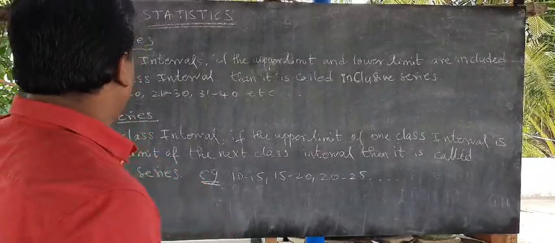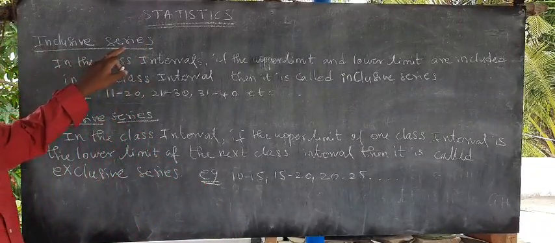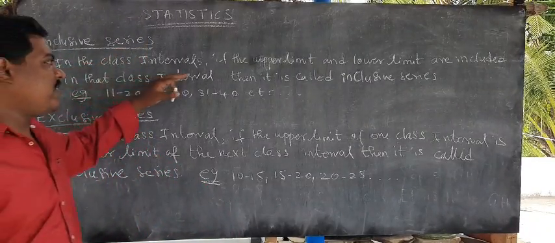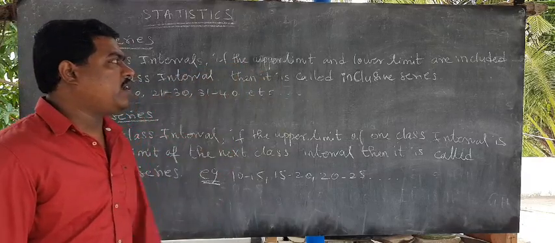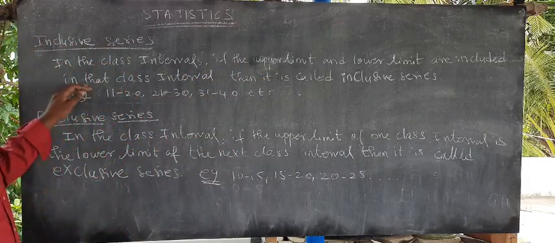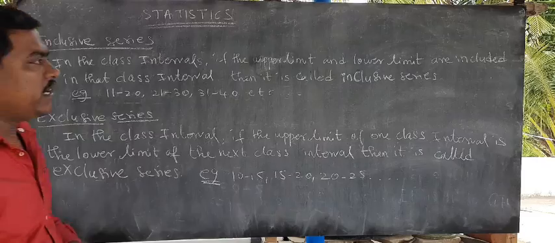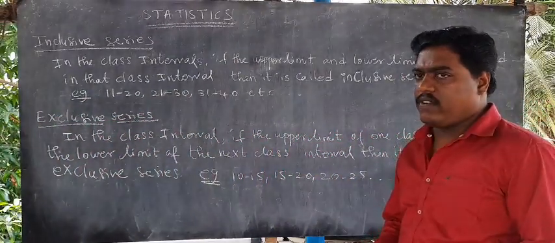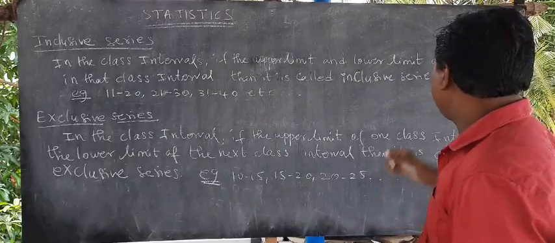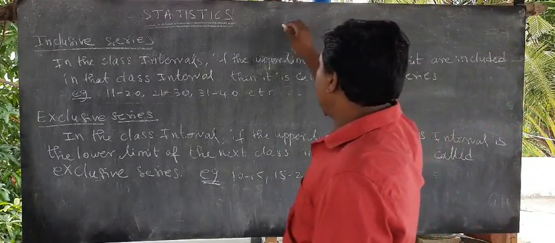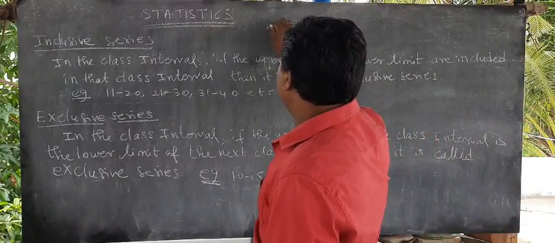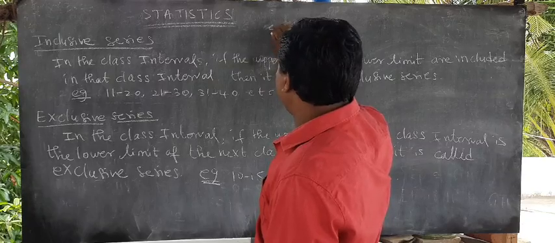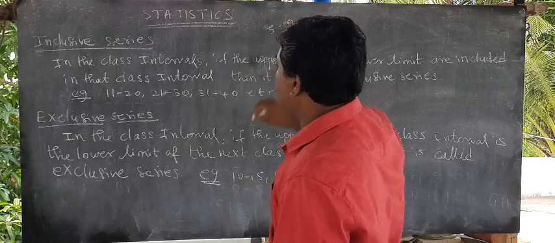So here, inclusive series in the class interval: if the upper limit and lower limit are included in the class interval, then it is called inclusive series. What is a class interval? The students are getting marks 5 to 10 marks. How many boys are getting?